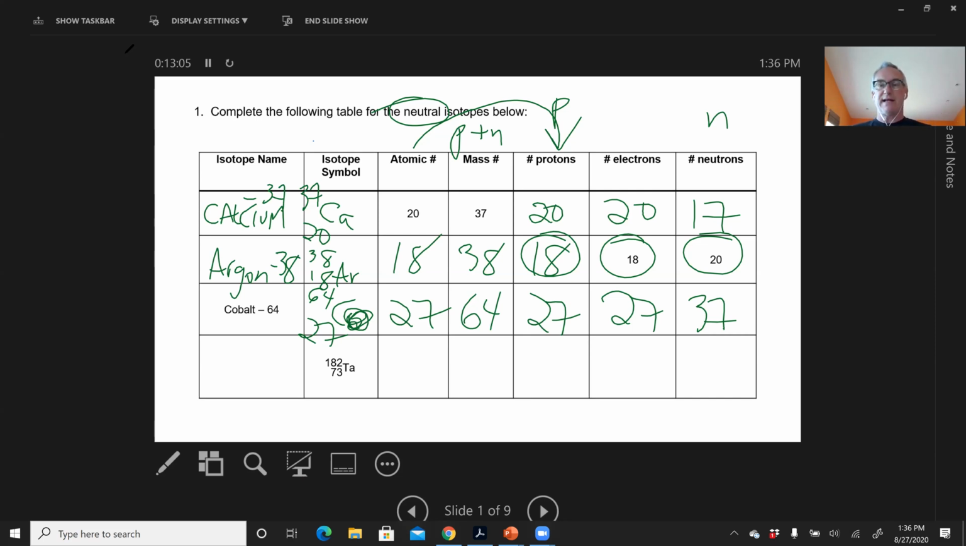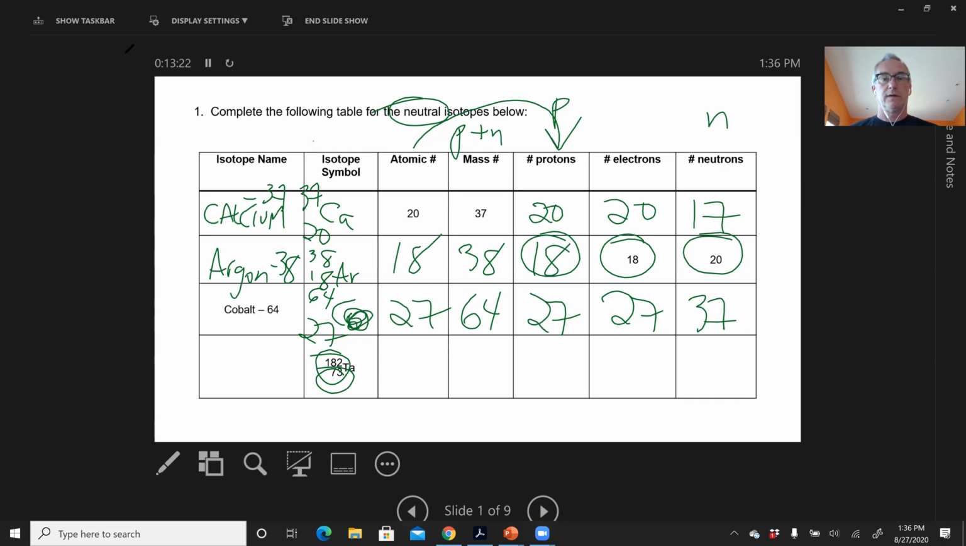And so the last one down here, you guys are going to do for yourselves, but Ta is tantalum, which is an exciting metal. And there's its atomic number, and there's its atomic mass. So hopefully you can figure those out on your own.